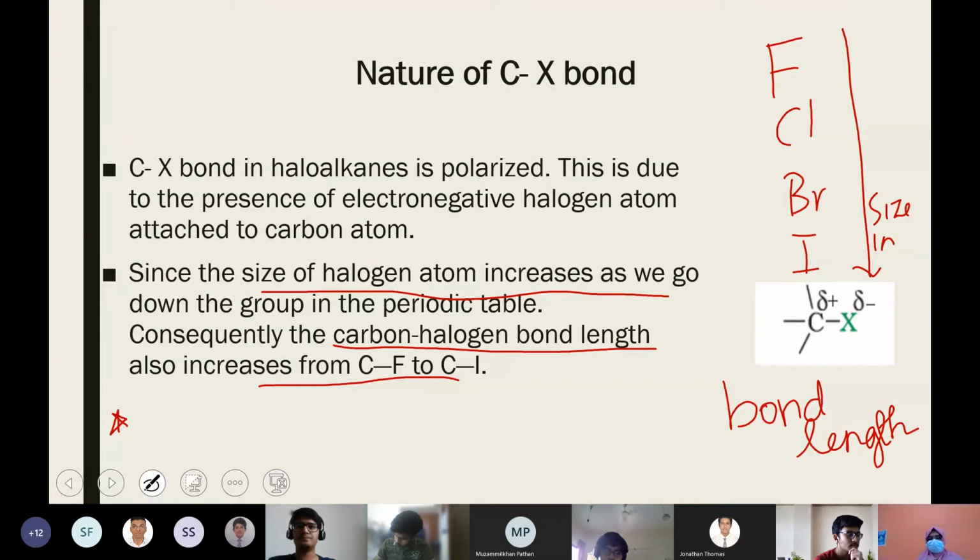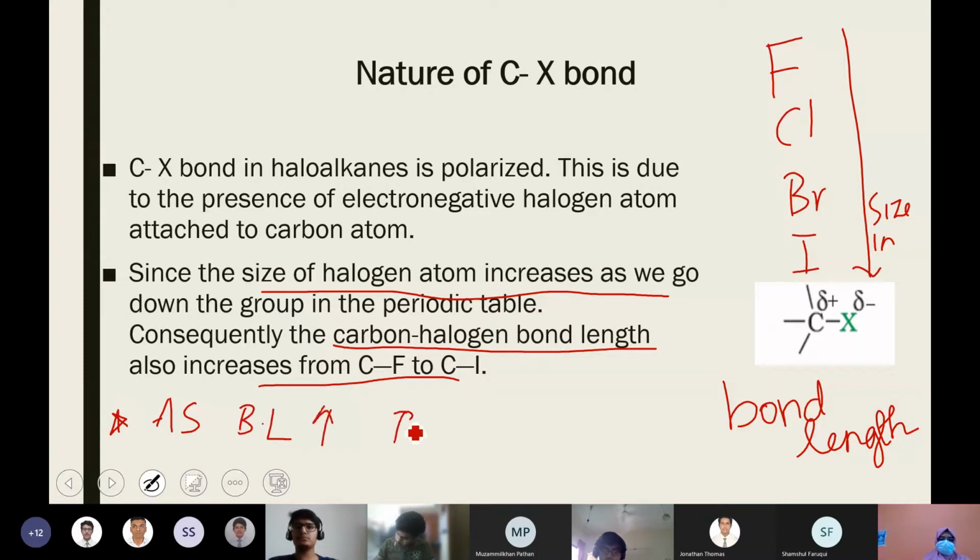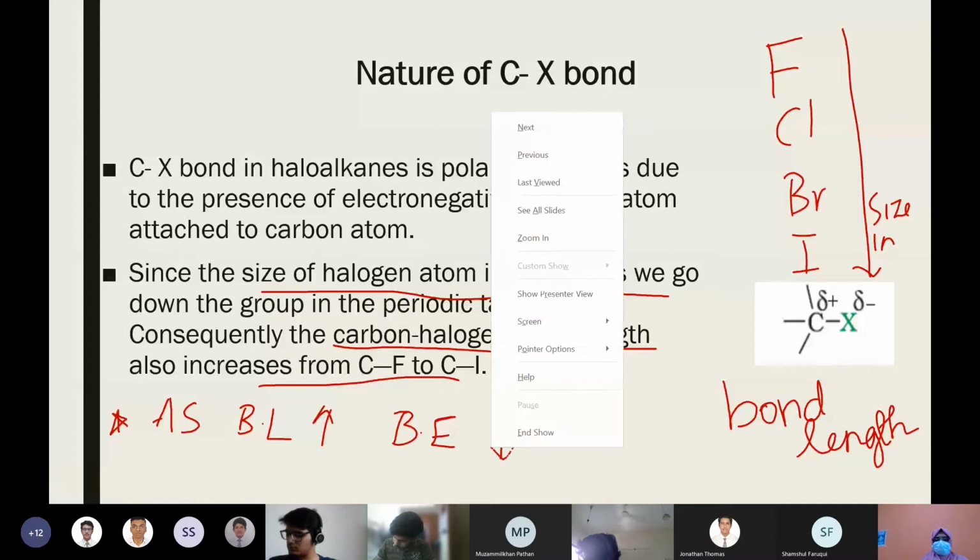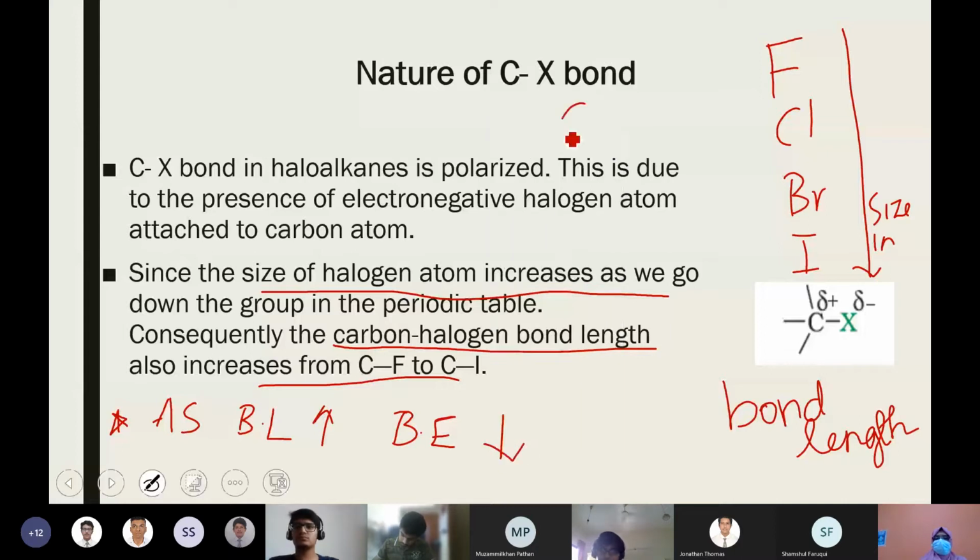Write it as a third point: as the bond length increases, bond dissociation enthalpy or bond dissociation energy decreases. That means the carbon iodine bond, with more bond length, is easy to break. As bond length increases, bond energy decreases, meaning it's easy to break down.